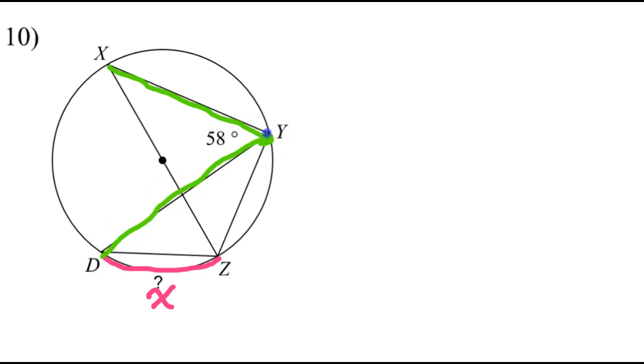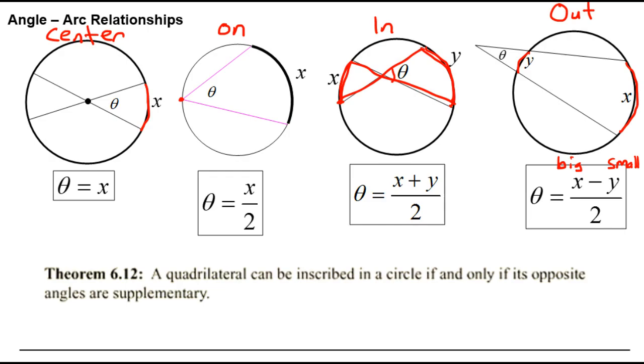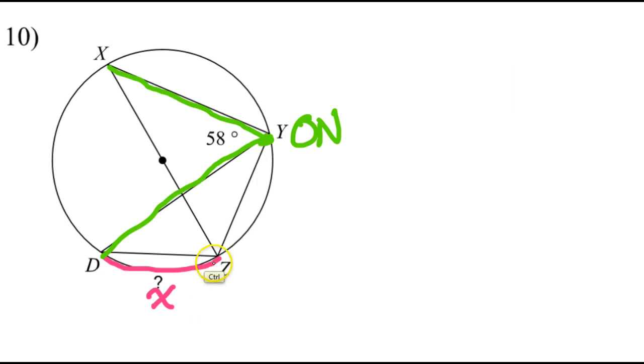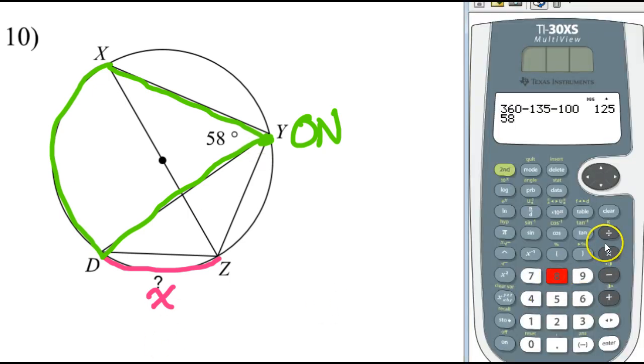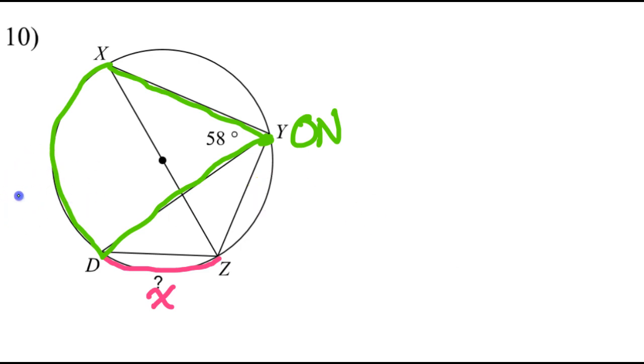Well, that is another angle that is on the circle, isn't it? And as you've seen several times now, when the angle is on the circle, the angle is half the arc. The arc is double the angle. In this case, I'll think of it that second way. The arc is double the angle. So if the angle is 58, I'm going to double it and get 116. So this is 116.